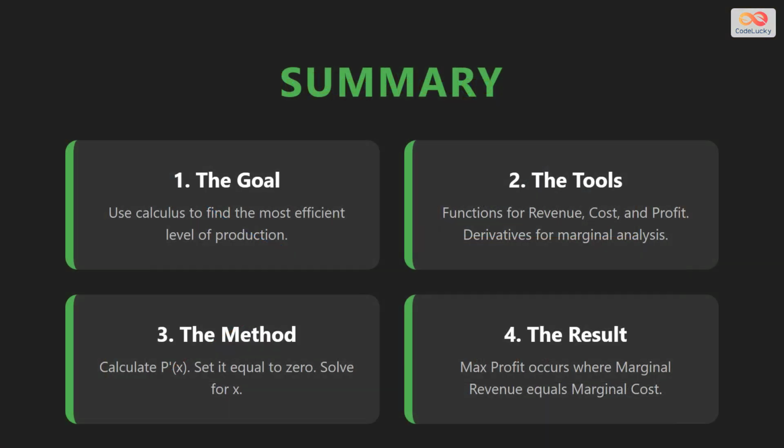To wrap up, remember these key points. Our goal is to find the most efficient level of production. We use revenue, cost, and profit functions as our tools. Our method is to calculate the derivative and set it to 0. And the result tells us that maximum profit occurs when the extra money you make equals the extra money you spend.